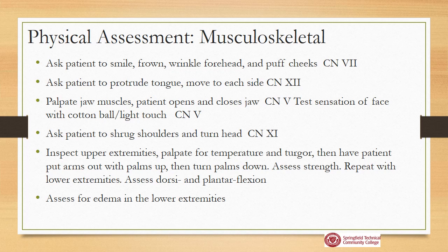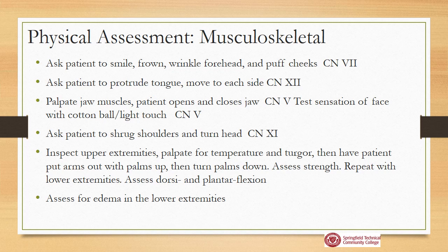Okay, for musculoskeletal inspection, I do a lot of this when I first assess my patient and do their neurologic exam. But you can do a thorough cranial nerve assessment by following these steps, asking them to smile, frown, wrinkle forehead, and puff cheeks. You ask the patient to stick their tongue out, move it to each side. You can palpate the jaw muscles when the patient opens and closes their jaw. You can test the sensation of the face with cotton ball light touch. For cranial nerve 11, you want to ask the patient to shrug shoulders and turn head.